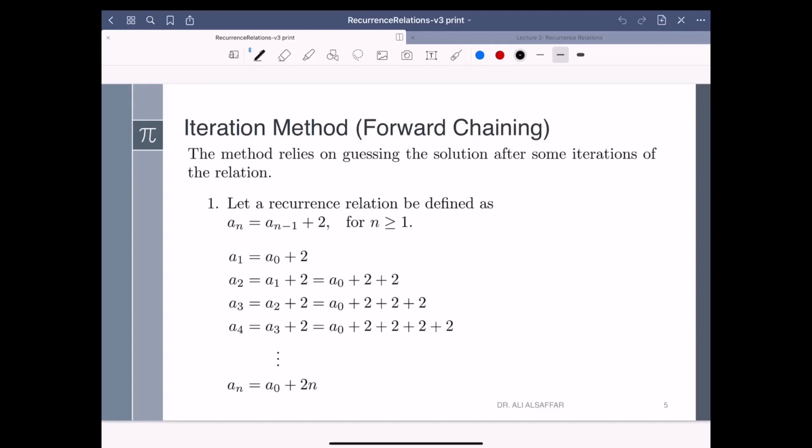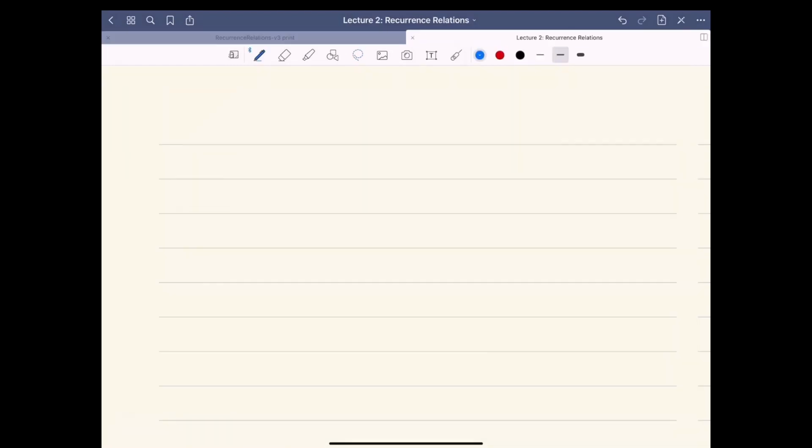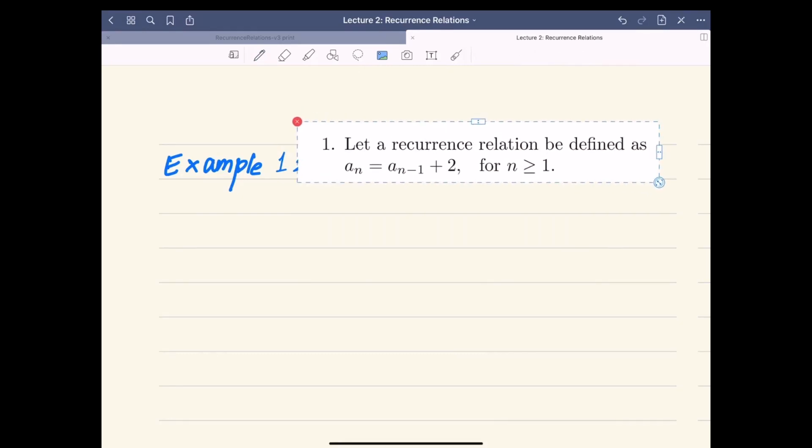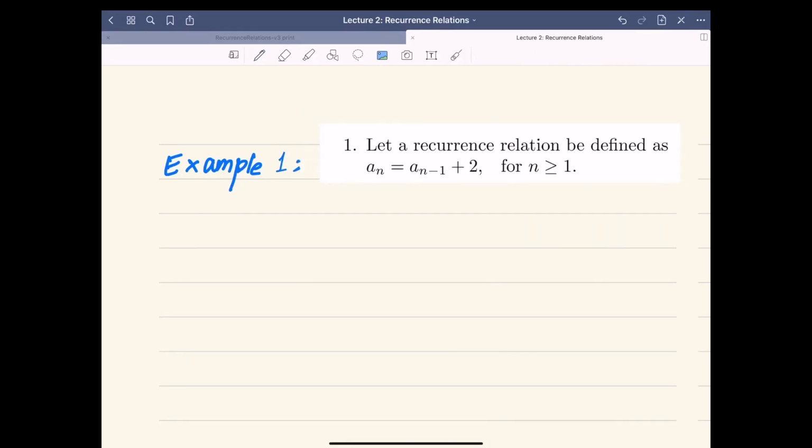So we will solve the first question. It is already on the slide, so we will just show you how these steps are obtained. The steps are already on the slide, but you need to understand how we have obtained them. Our first example, number 1, is finding a solution for this recurrence relation.